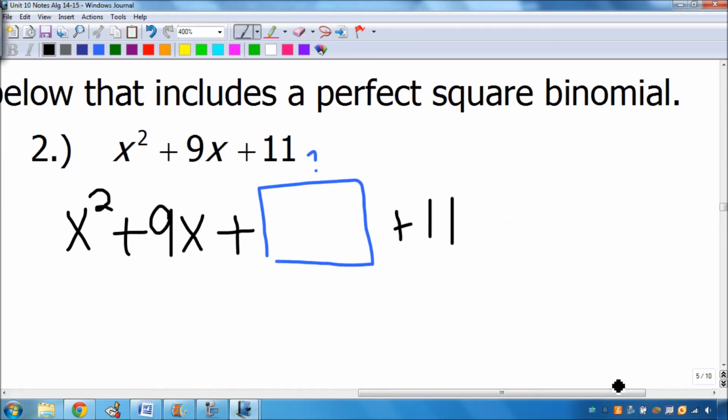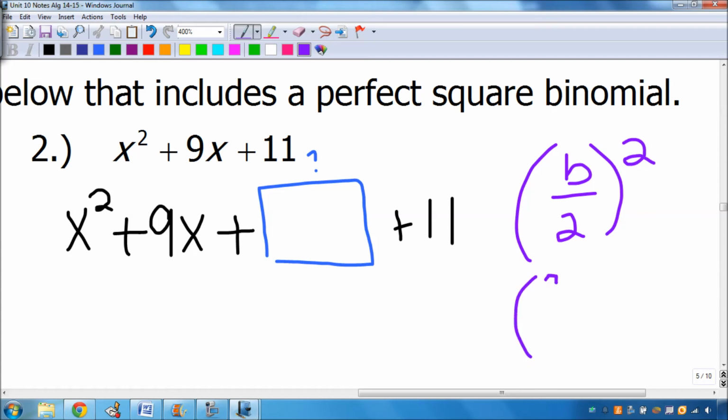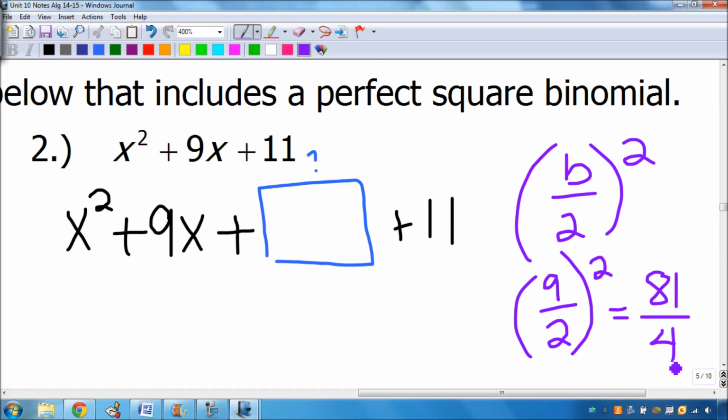The exact same way that we've talked about multiple times before. You take the b value, divide it in half, and then you square it, okay? So you would take 9, divide it in half, and you would square that. So you would get 81, because 9 squared is 81, over 4, because 2 squared is 4. So I would get 81 over 4, all right?